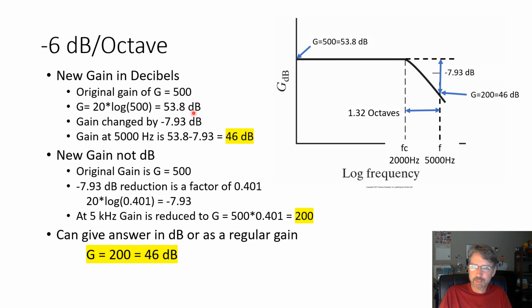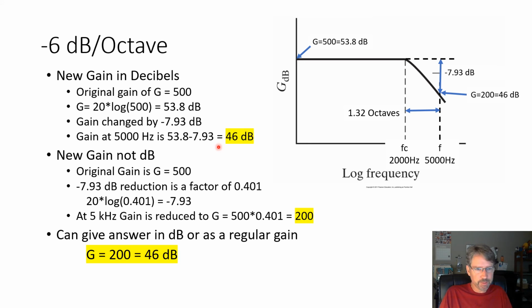So our original gain is 53.8 decibels. That's shown here on this y-axis. And then we know it's reduced by 7.93 because of the number of octaves we had and the slope of this line. And so we can just subtract them, and we get 46 decibels. So we're down here, and by this math, we're at 46 decibels. So the new gain will be 46. The original design that we were hoping for was 53.8 decibels. There's some round off here, but that's good.